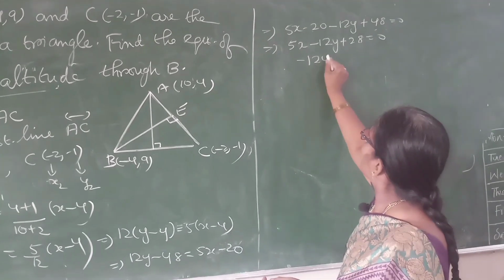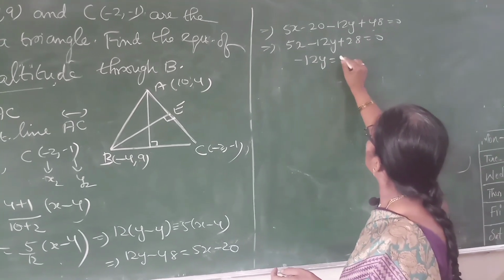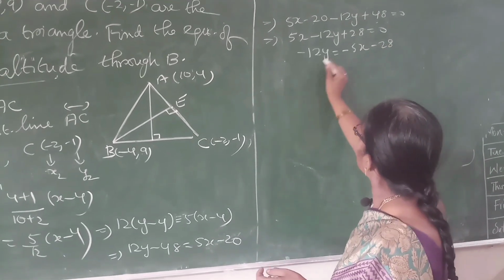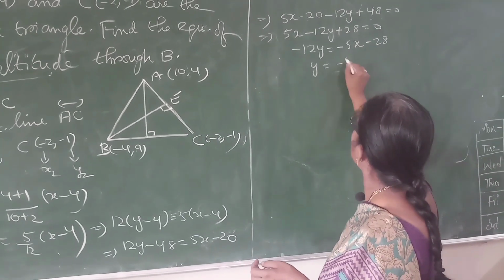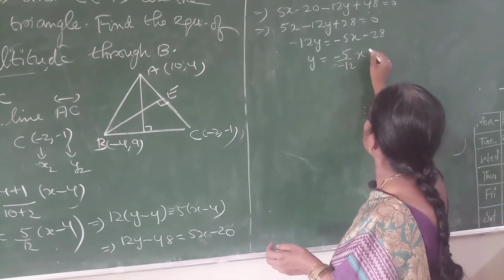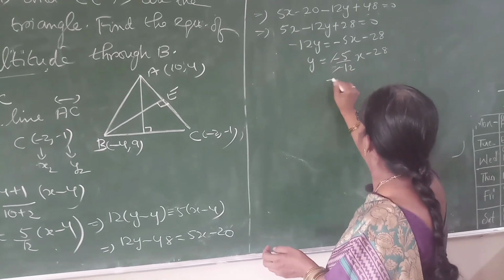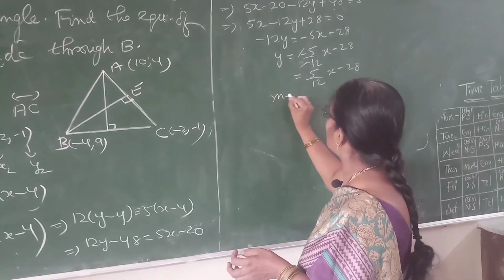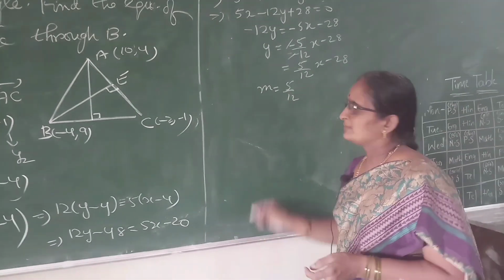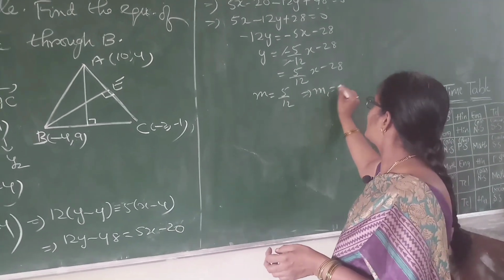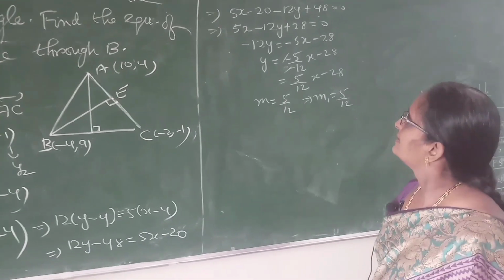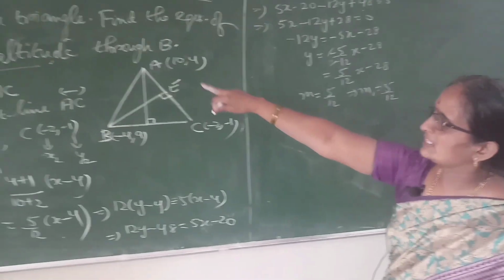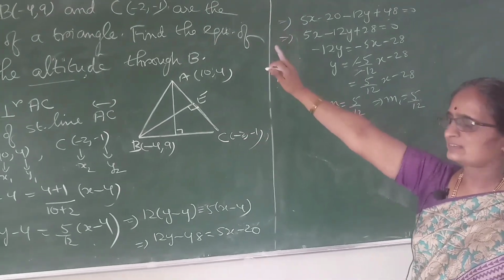That is why write it as minus 12y is equal to minus 5x minus 28. That means y is equal to minus 5 by minus 12x minus 28. Minus minus gets cancelled and you are getting 5 by 12x minus 28. That means m is equal to 5 by 12, which can be considered as m1 is equal to 5 by 12. So now what we can do is, it is given that altitude, that means it is perpendicular.